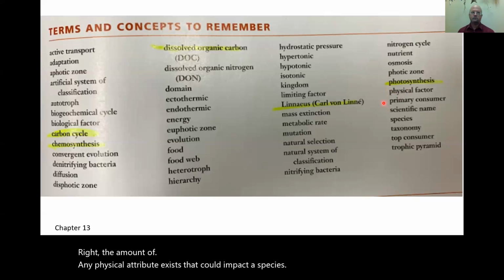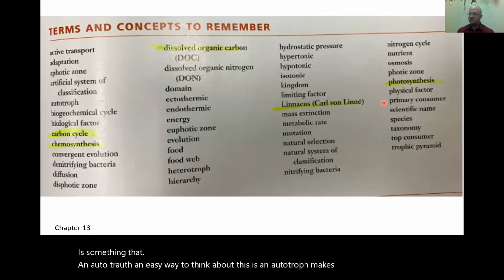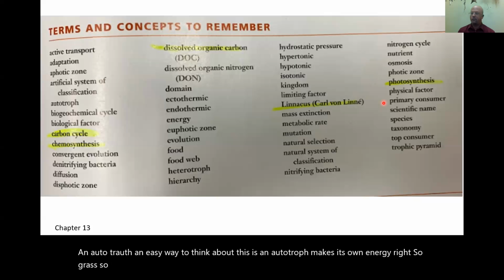Primary consumer is something that consumes an autotroph. An easy way to think about this is an autotroph makes its own energy. So grass. So what eats grass? A cow or a bunny or rabbit. That's a primary consumer.